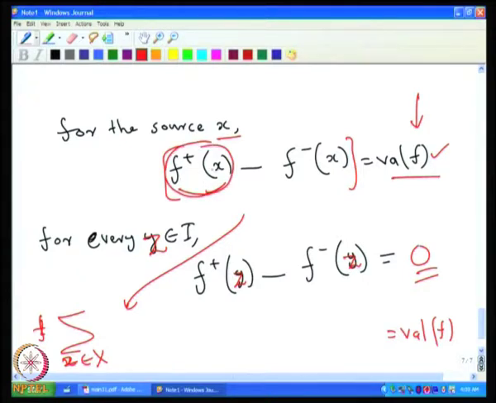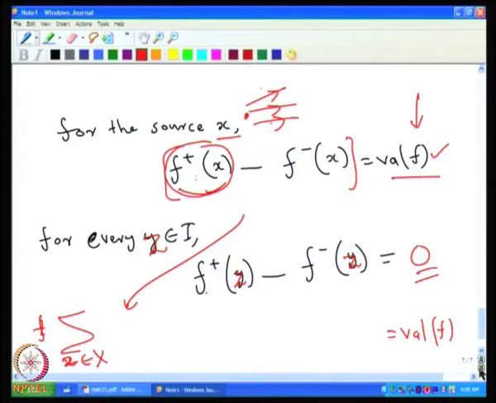In fact, f plus of x means all the edges which are outgoing from x, the values we are summing up are the flow values on those edges, and that is what this is, right. And this is the sum of the values of the flows on the incoming edges of x. Similarly, here these are the values on the edges which are outgoing from the set, and these are the sum of the values of the edges which are incoming to the set.